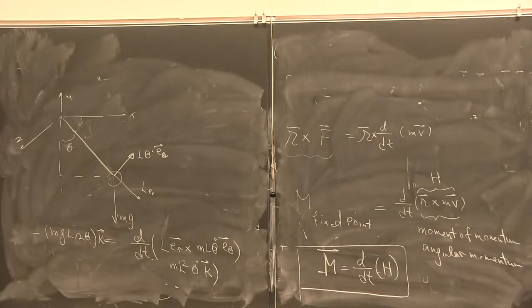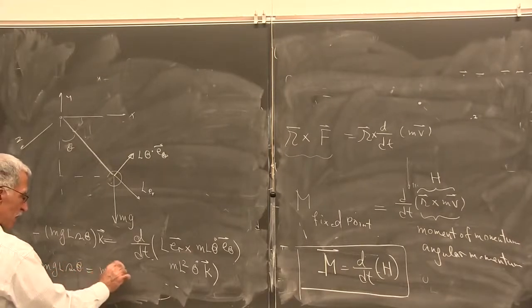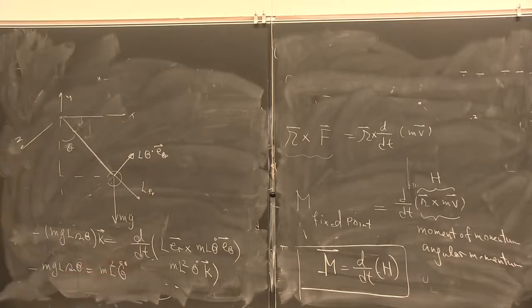And the k direction never changes. Therefore, minus mg L sine theta is equal to mL squared theta double dot. And that is the equation of motion, which you can do whatever you want with. So there's another way to do the problem.